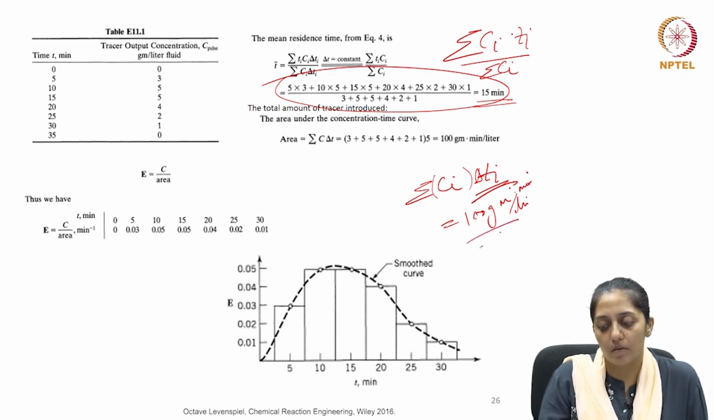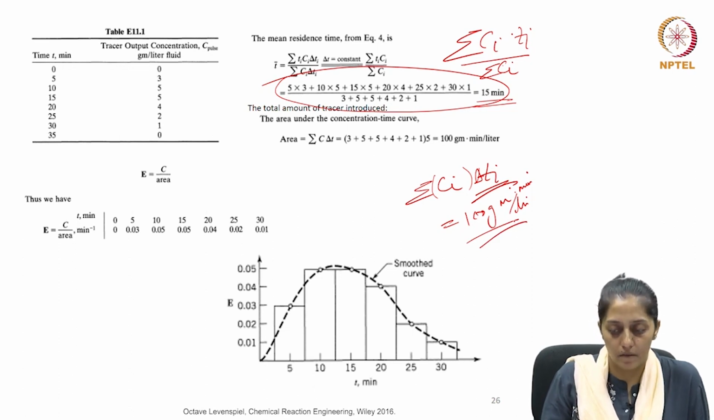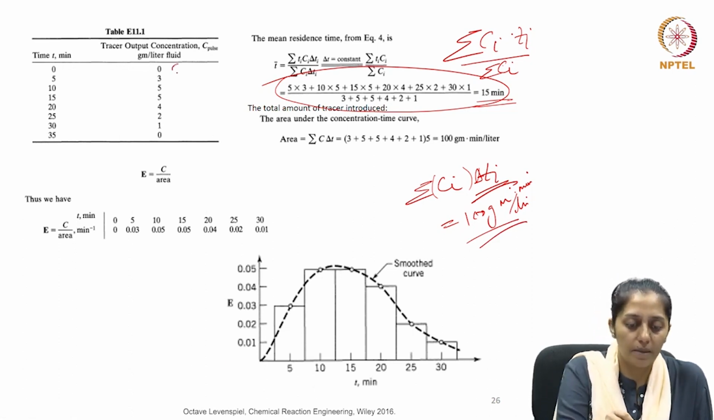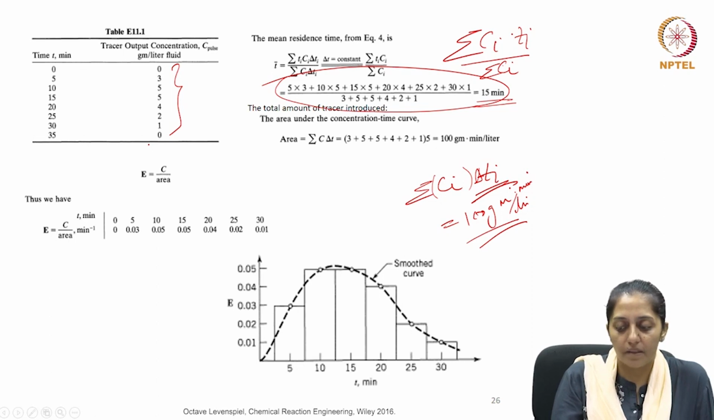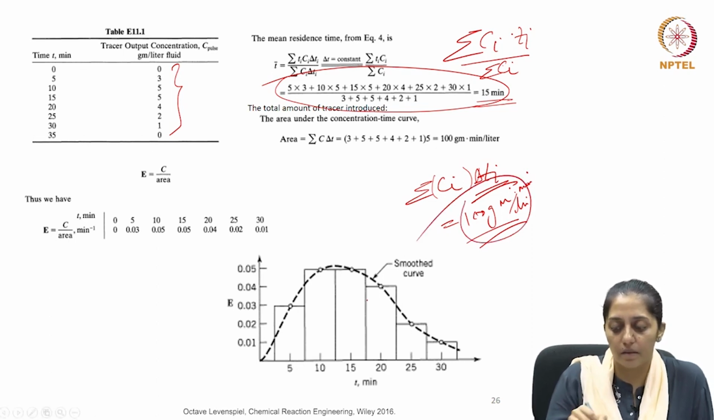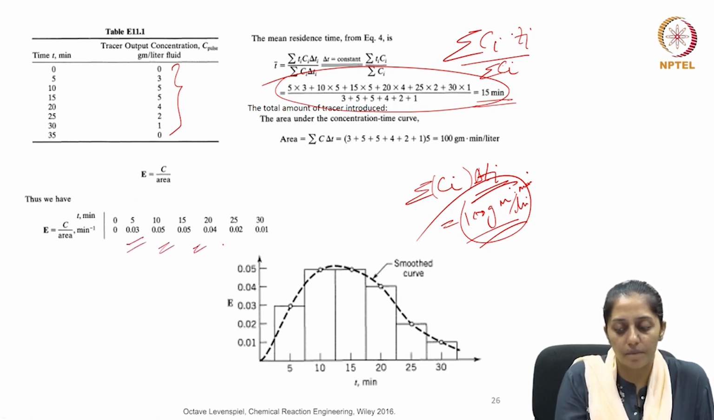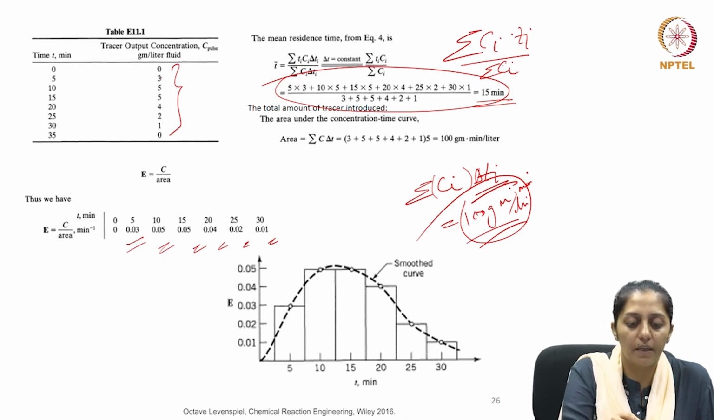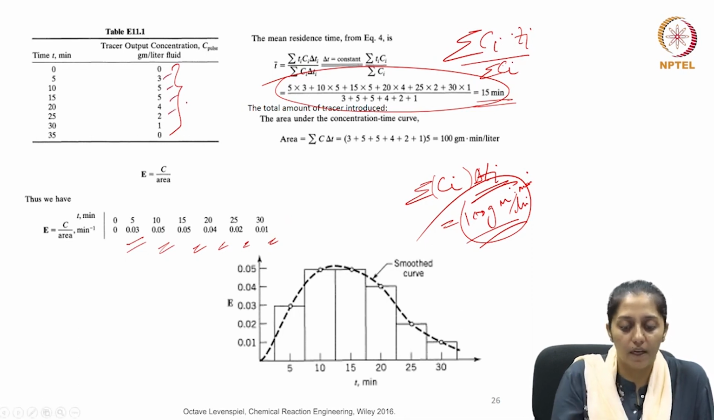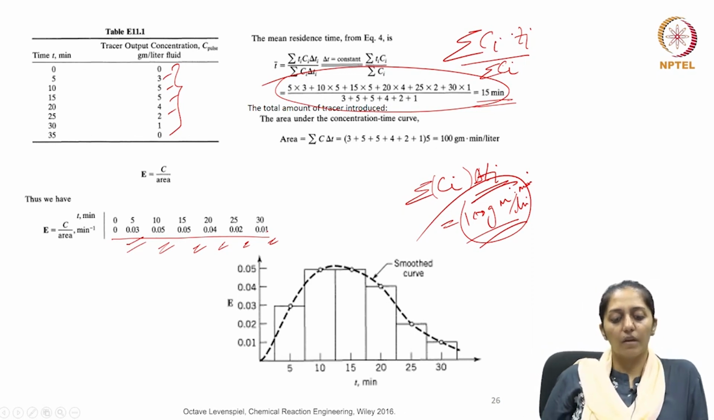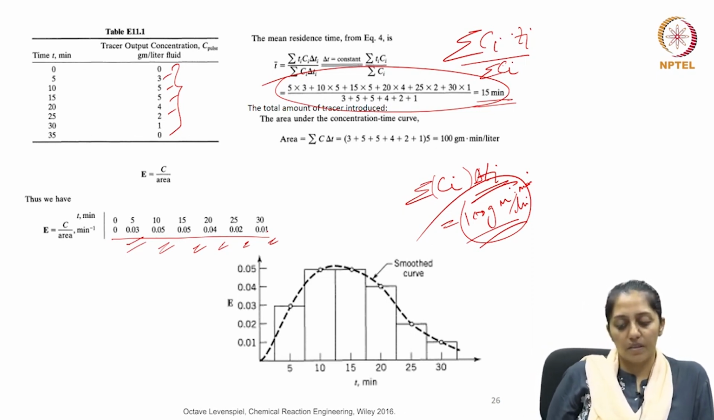Now, we divide all these C pulse values by this area, and we get the corresponding E values, where the area was 100. So, if you divide all these C values by 100, you will get your E values. So, this is your E curve, the E versus t curve.